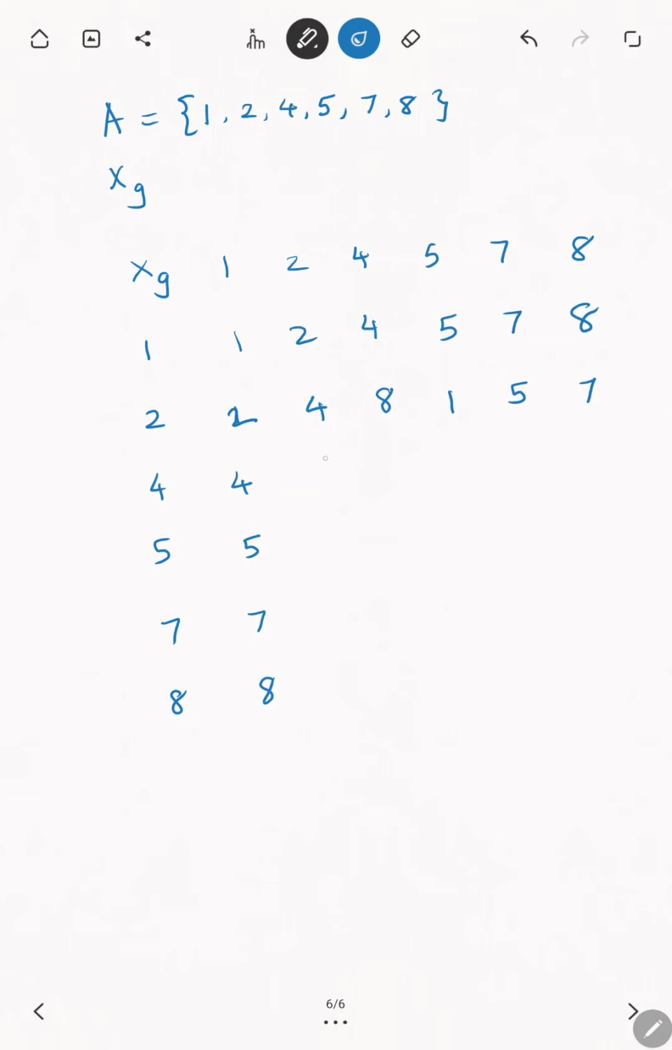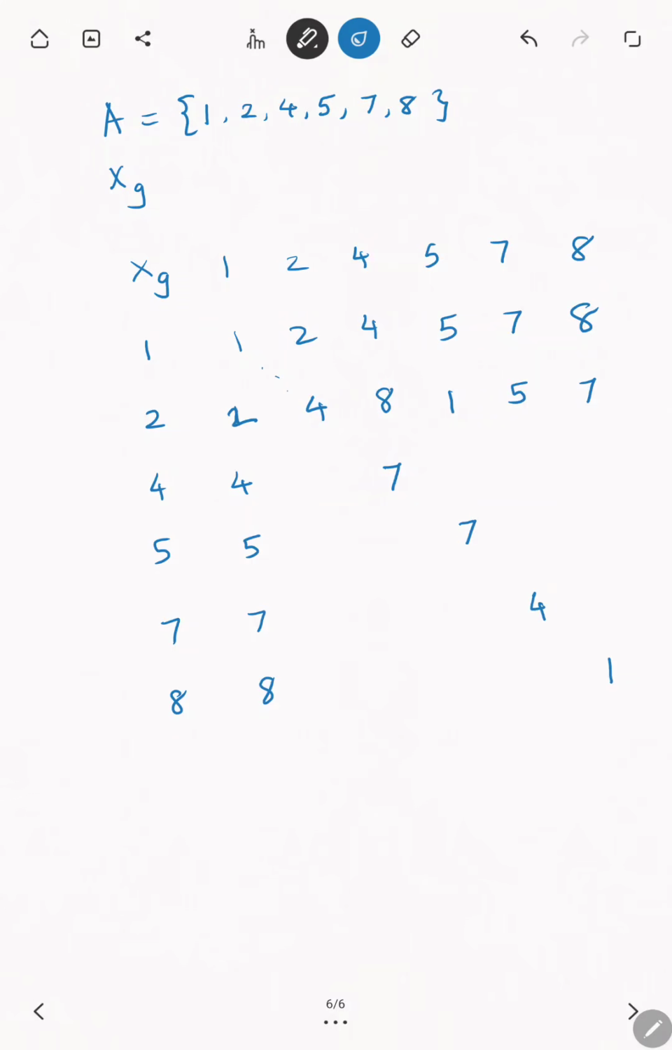4 into 2, now okay, it will be symmetric. So what we'll do is let's just fill the diagonal first. Okay, this is the diagonal. Next entry that we'll try to fill is 4 comma 4. So 4 into 4 is 16, 16 mod 9 is 7, 5 into 5 is 25, 25 mod 9 is also 7. Okay, and 7 into 7 is 49, 49 mod 9 is 4, and 8 into 8 is 64, 64 mod 9 is 1.